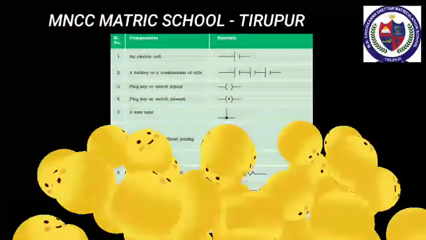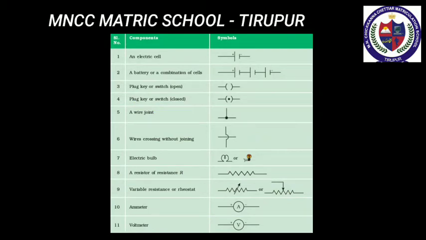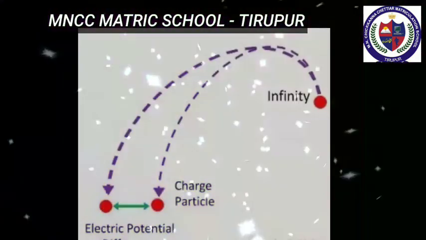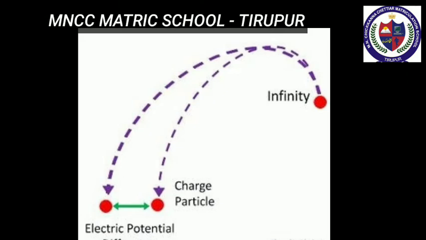Next, we move to electrical components. There is a tabulation given here. You can learn some important symbols of components in this tabulation. Next, we move to electric potential. The electric potential at a point is defined as the amount of work done in moving a unit positive charge from infinity to that point against the electric force.